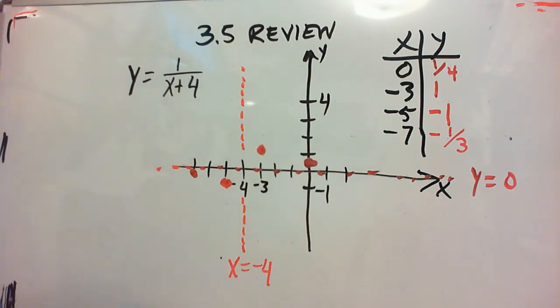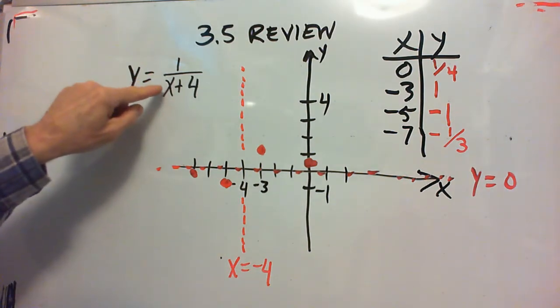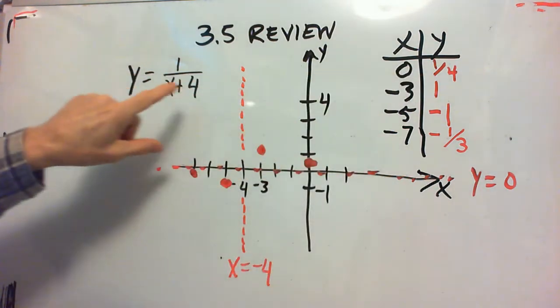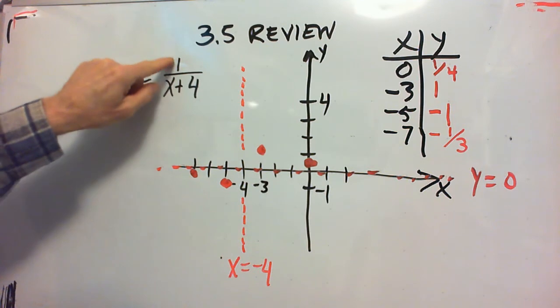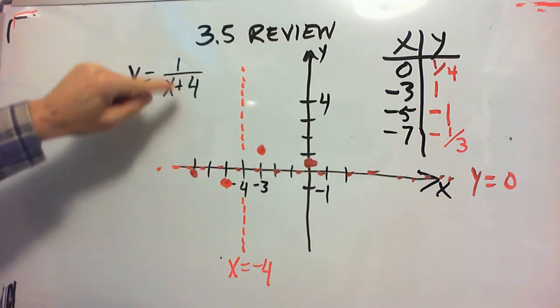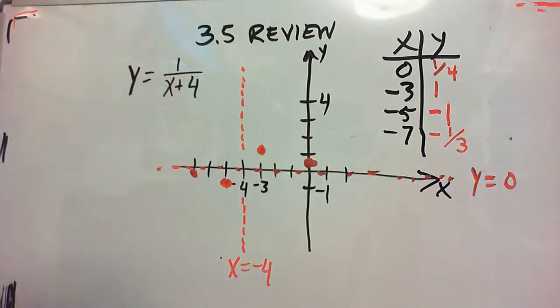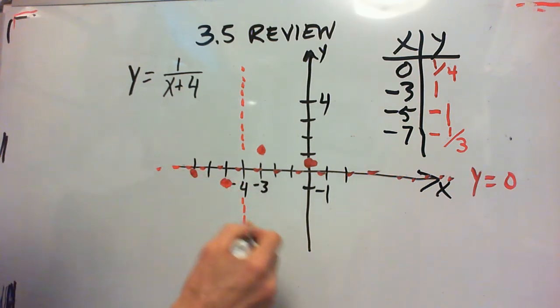So your first thing to do is figure out those y values. We plug in x equals 0, we get 1 over 4, 1/4. X equal -3, 1 over 1 is 1. X equal -5, 1 over -1 is -1. And x equal -7 gives us 1 over -3, or -1/3. And I've plotted all of these points.